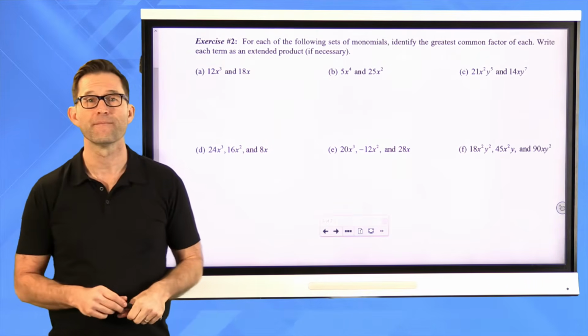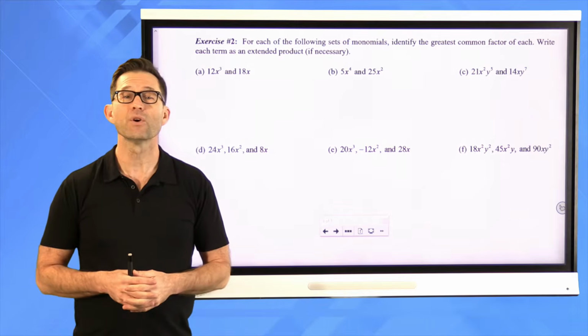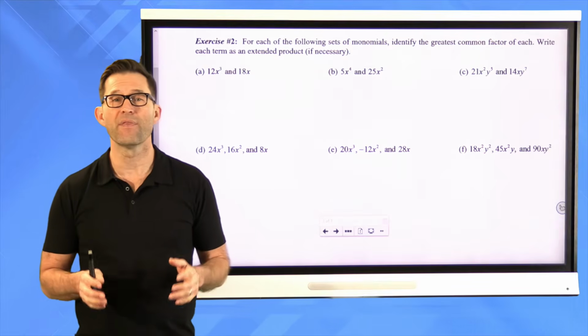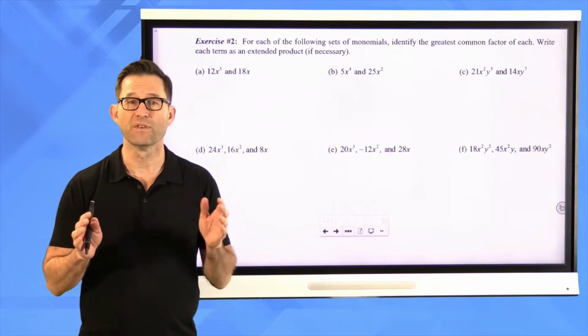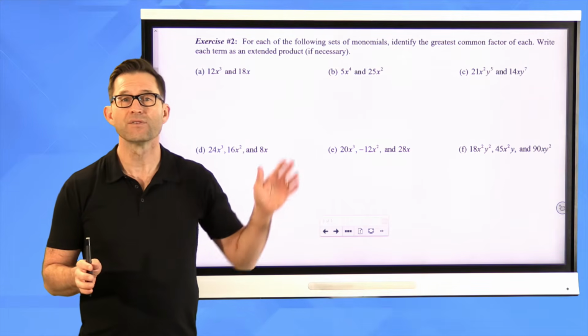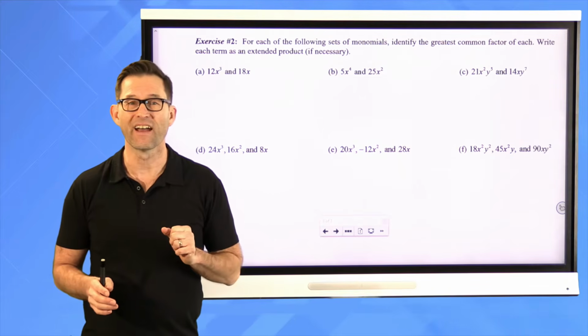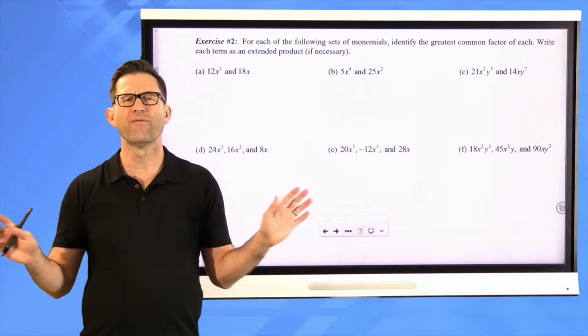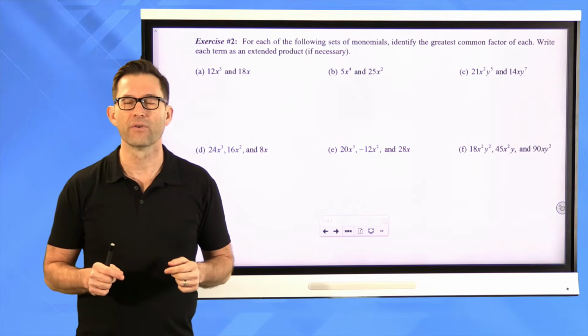Let's take a look. For each of the following sets of monomials, identify the greatest common factor of each. Write each term as an extended product if necessary. Again, I'm going to do this on a few of them, but then I'm hoping that we can develop some patterns and figure out what the GCFs are without doing that. So let's take a look at 12x cubed and 18x. I'm going to write them out in their fully factored glory, and then we're going to figure out what the greatest common factor is based on that.